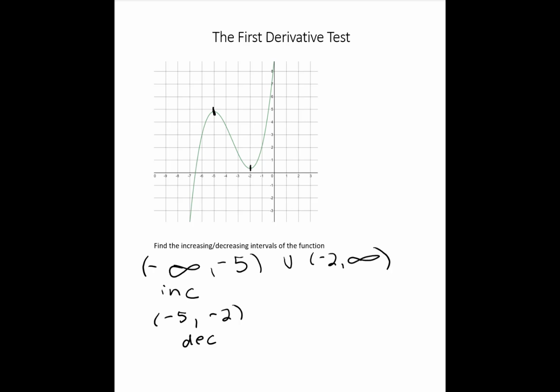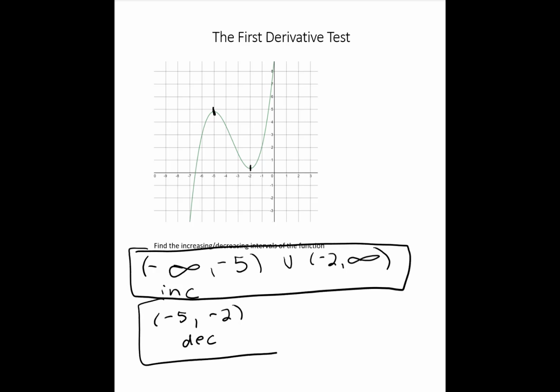So I have negative infinity to -5 and then -2 to infinity. Those were my increasing intervals. Notice those intervals are all open. So I have these open parentheses on all of my intervals. So that was my first part, was my increasing. And then I have from -5 to -2, that's where it was decreasing. I want to pay particular attention to these places where it changed at the -5 and -2.